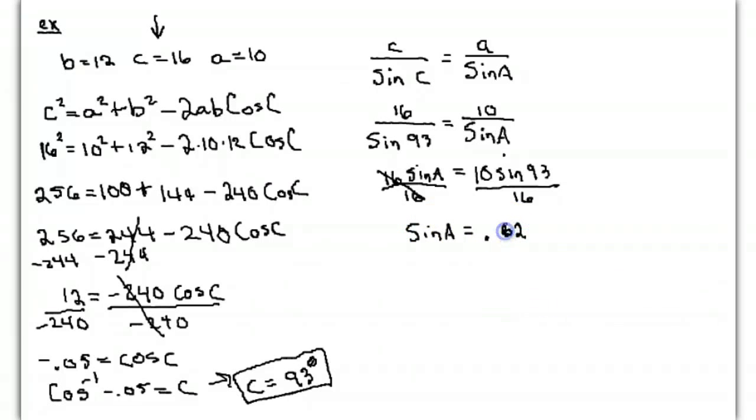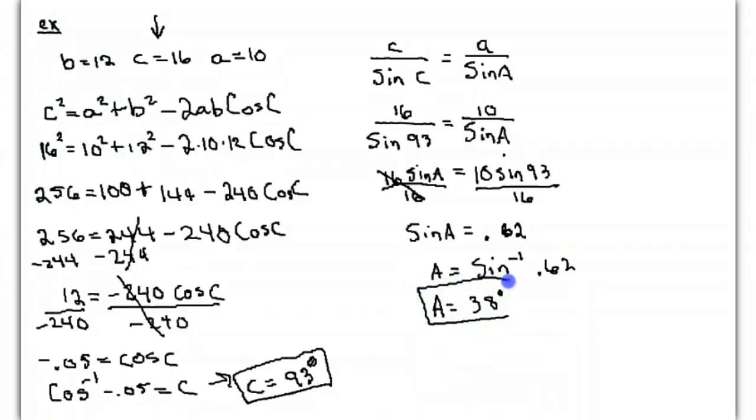Okay, we're almost done. How do you get the sine to the other side? You're going to have A equals sine inverse of 0.62, and that's going to give you A. What does that come out to be? Remember, you can round it to the nearest whole number. Remember, you got to hit the orange key, orange sine inverse, and then 0.62. What whole number is that? 38. So A is 38 degrees.